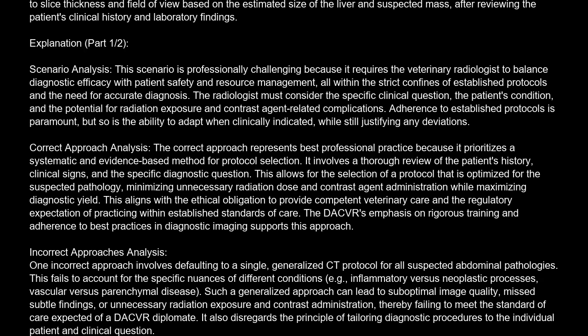Incorrect approaches analysis. One incorrect approach involves defaulting to a single, generalized CT protocol for all suspected abdominal pathologies. This fails to account for the specific nuances of different conditions, e.g., inflammatory versus neoplastic processes, vascular versus parenchymal disease. Such a generalized approach can lead to suboptimal image quality, missed subtle findings, or unnecessary radiation exposure and contrast administration, thereby failing to meet the standard of care expected of a DACVR Diplomate. It also disregards the principle of tailoring diagnostic procedures to the individual patient and clinical question.